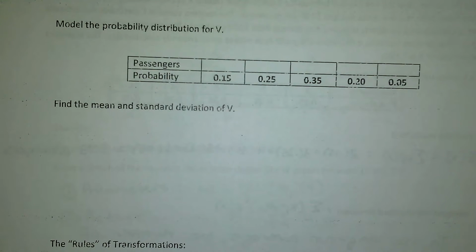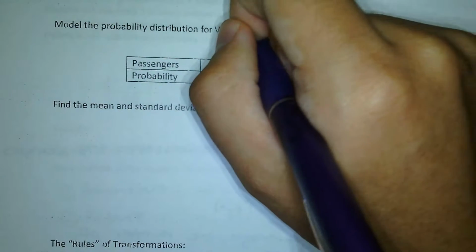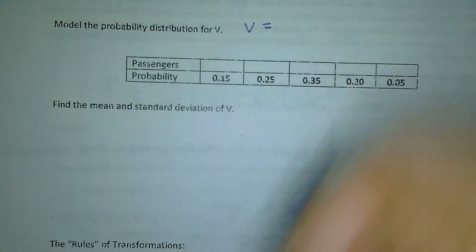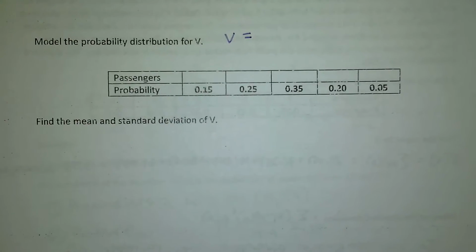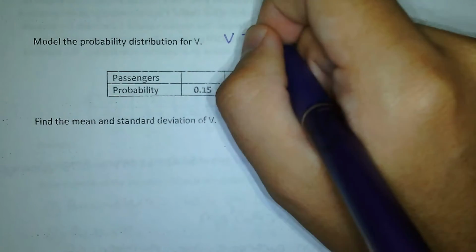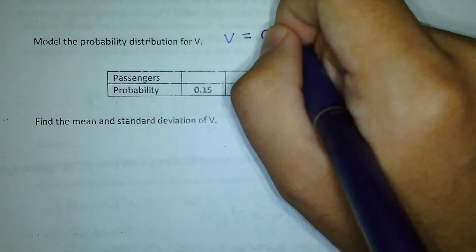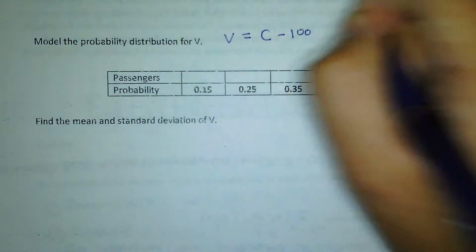Okay, so we talked about the random variable x, which was the number of passengers. Then we talked about the random variable c, which was the cost per passenger. Now we're looking at the random variable v, which is the profit, right? So this is what we charge subtracted by our cost to see what we actually make. So here we were told that v is equal to the cost minus $100.